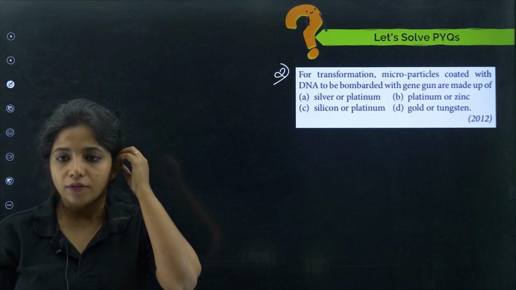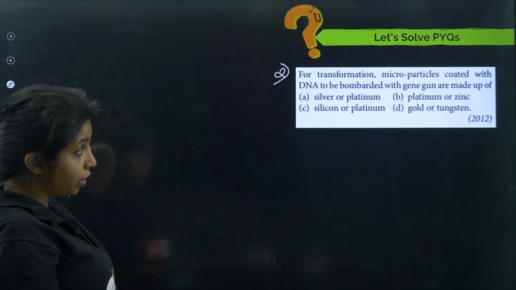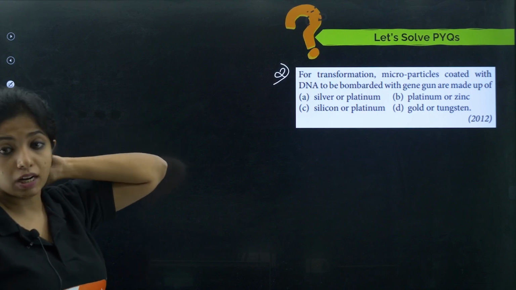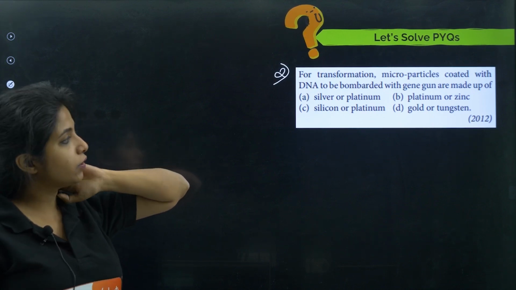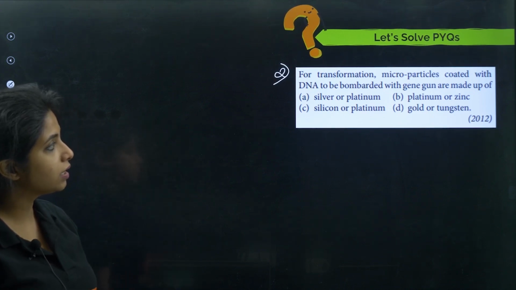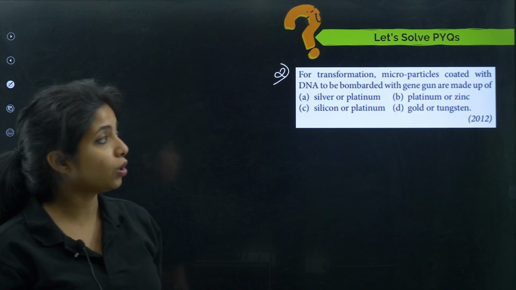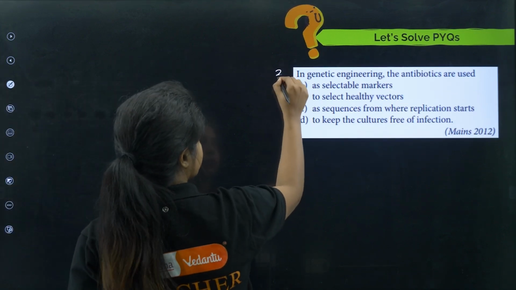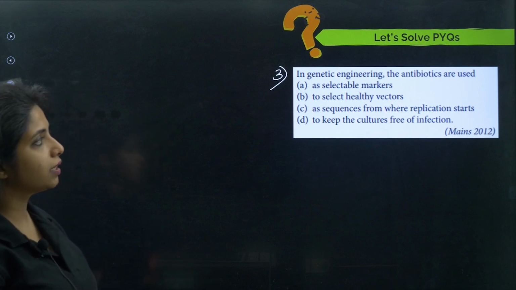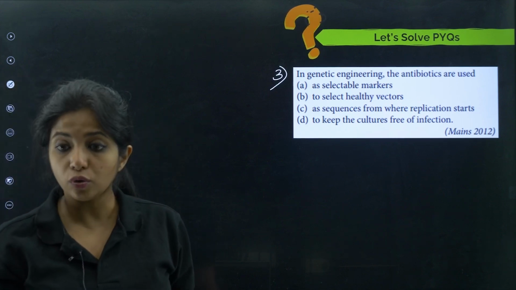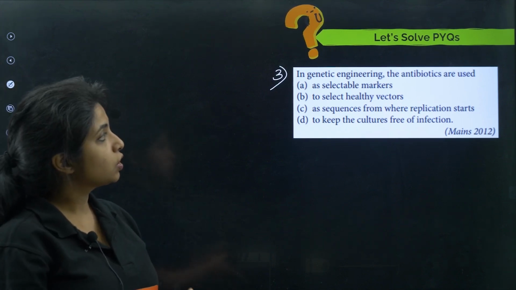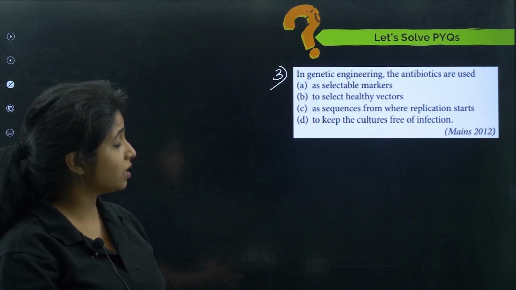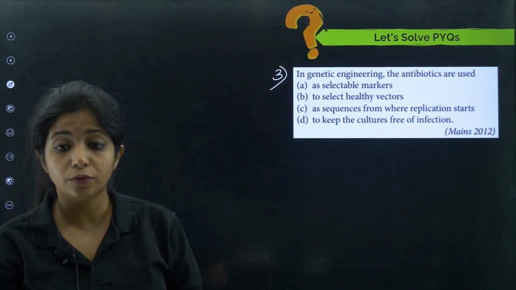Now, for transformation, microparticles coated with DNA to be bombarded with gene gun are made up of what? 2012 question. Silver or platinum, platinum or zinc, silicon or platinum, and gold or tungsten. Okay, this is the second question. Third question. In genetic engineering, the antibiotics are used to what? As selectable markers, to select healthy vectors, as sequences where replication starts, to keep the cultures free of infection.